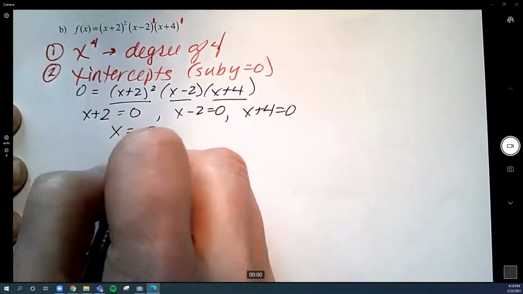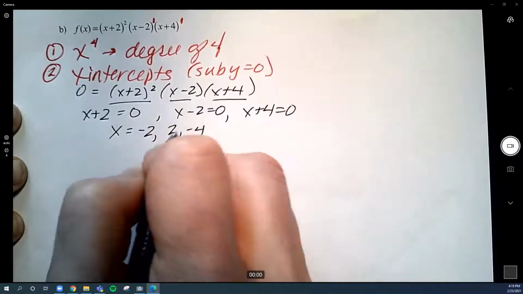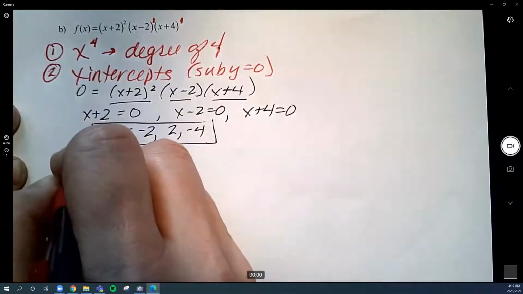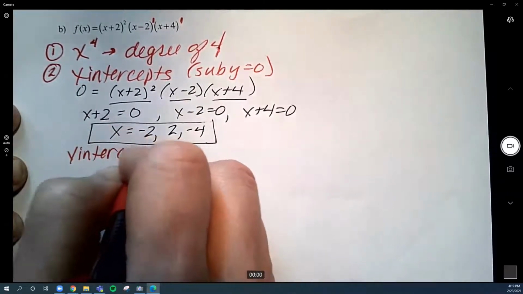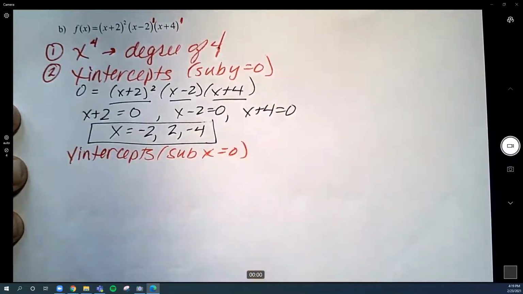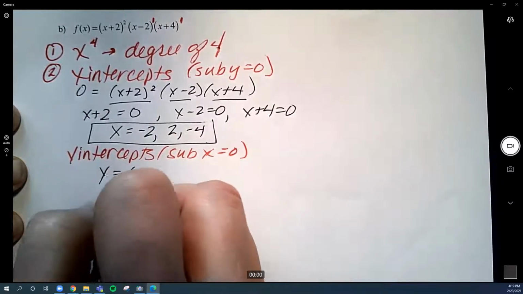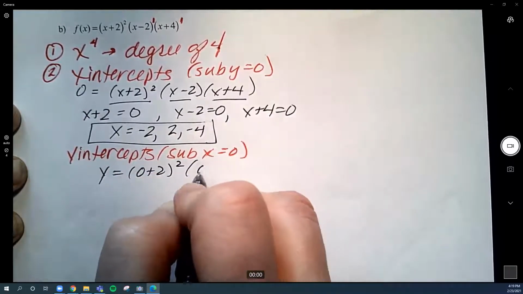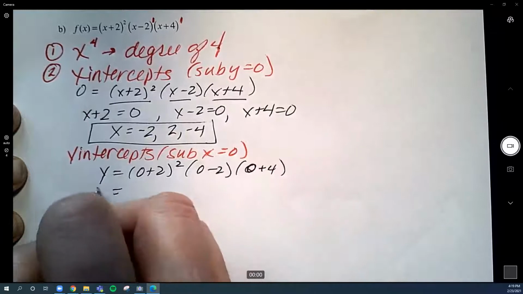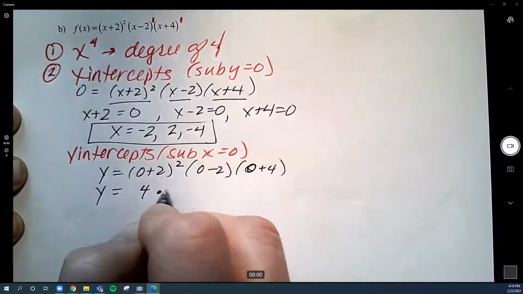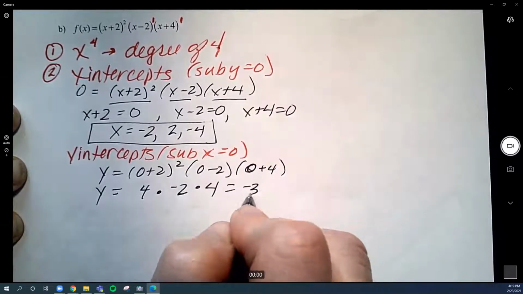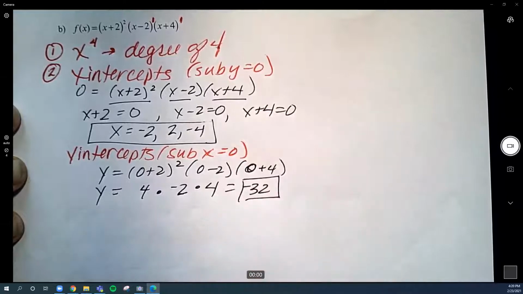So that means x-intercepts will be at -2, 2, and -4. Let's also find the y-intercepts. The y-intercepts are going to be found by substituting x is 0. So I get y equals (0 plus 2) squared times (0 minus 2) times (0 plus 4), which is going to be equal to 4 times -2 times 4, which obviously gives us -32. So we'll have a y-intercept at -32.